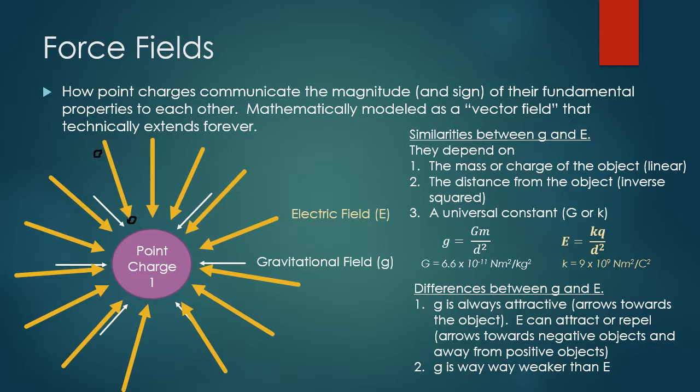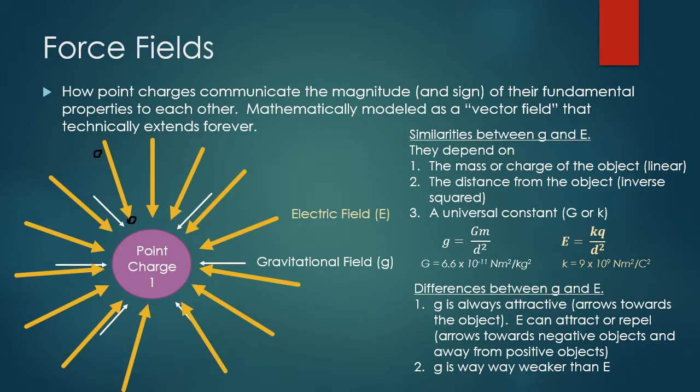So given that G is way, way weaker than E, how come G is something we witness in our lives every day when we drop objects and they fall, and E is not? Well, the answer is because of conservation of charge. We know that there's basically the same number of protons and electrons in this universe. So in general, most objects have the electric field canceled out because we have a proton in the object exerting an electric field in one direction and an electron exerting an electric field in the other direction.